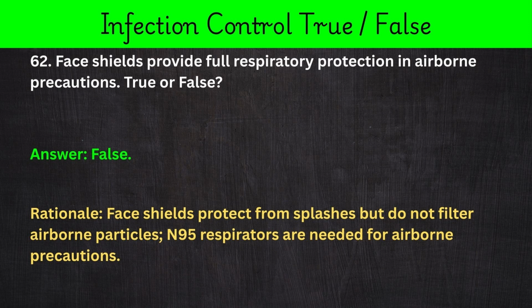62. Face shields provide full respiratory protection in airborne precautions. True or false? Answer: false. Rationale: face shields protect from splashes, but do not filter airborne particles, and N95 respirators are needed for airborne precautions.